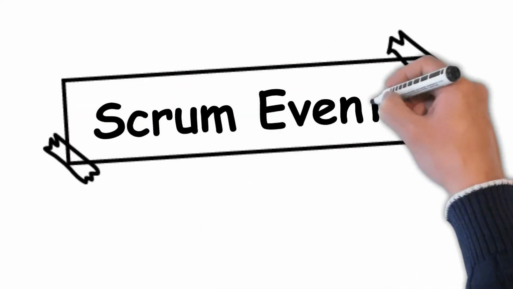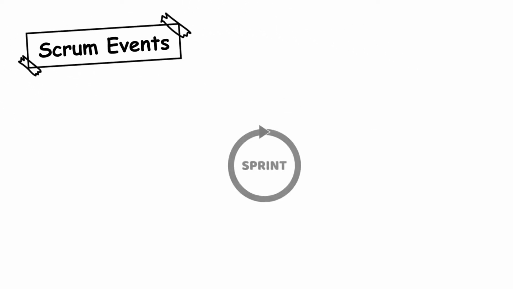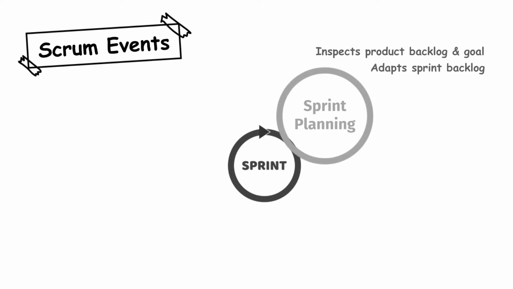Scrum provides 5 formal opportunities to inspect and adapt our work, where Sprint works as a container event that consists of 4 other events. Sprint Planning inspects product backlog and product goal and adapts sprint backlog, consisting of sprint goal, forecast, and plan for the sprint.